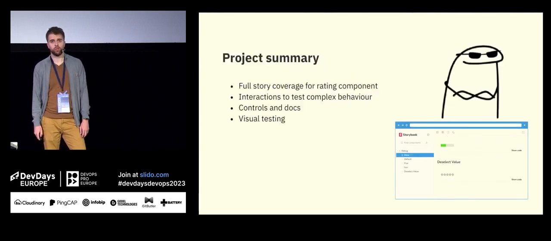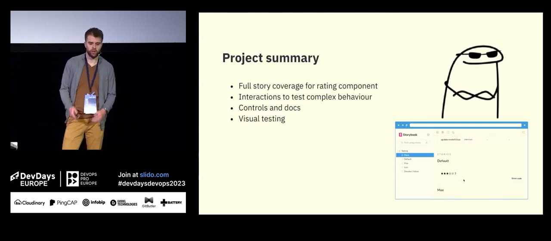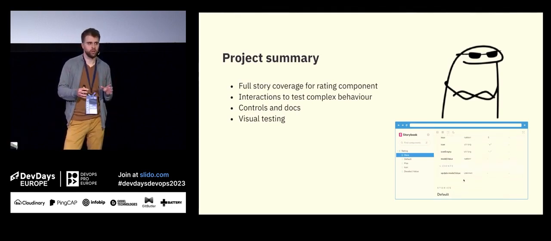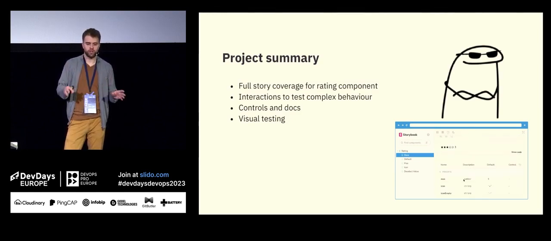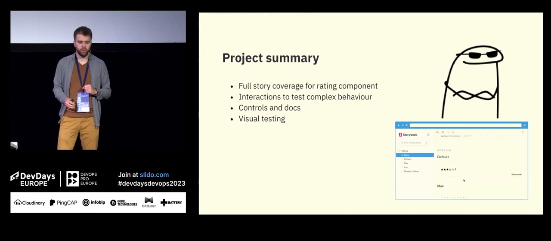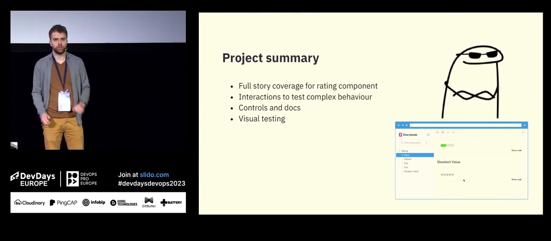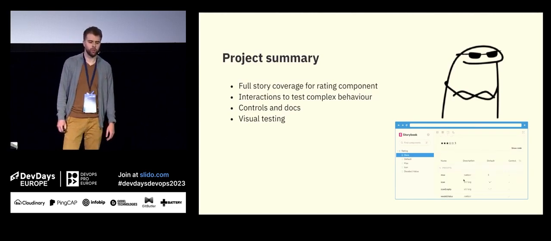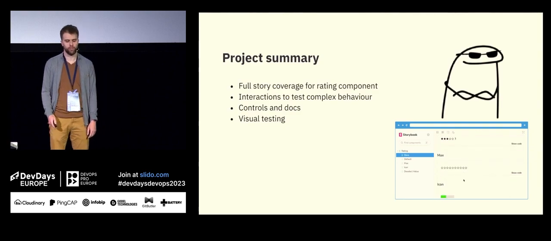So that's it with our small project. Overall, what we did: we have a rating component, fully developed in a story-driven way. All functionality is covered. We have interactions to test complex behavior. We have docs for this component, and we have controls, and we also added some visual testing.